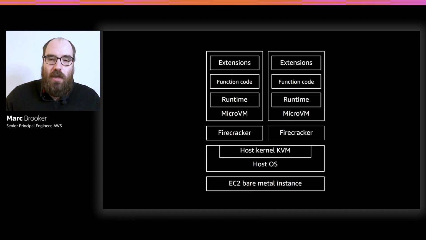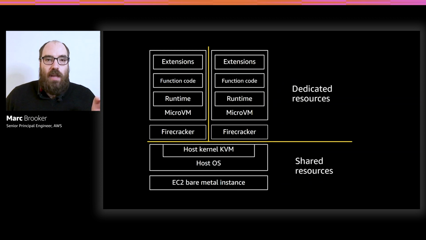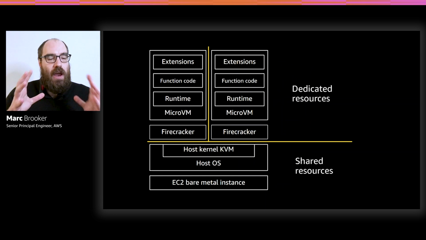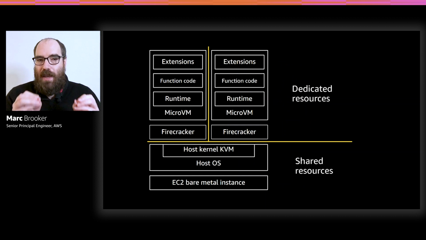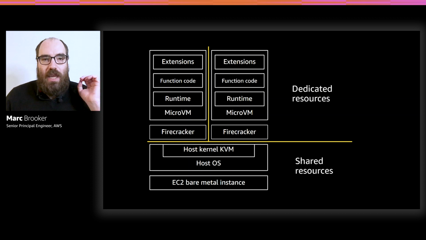Then we step up into the dedicated part of the diagram, where each function and each concurrent invocation of each function has resources dedicated to just that invocation of just that function. The resources dedicated to you are a Firecracker process, and I'm going to talk in detail about what that does and how it fits into the stack, and a micro VM. This micro VM is an entire running hardware-backed virtual machine that is dedicated to each concurrent invocation of every function that you run in AWS Lambda.